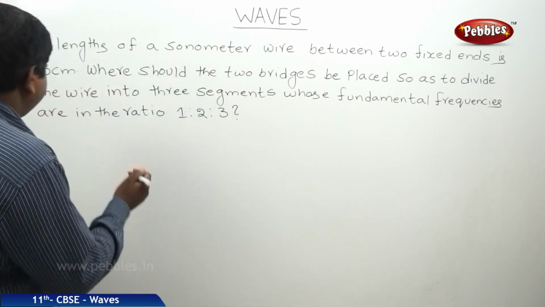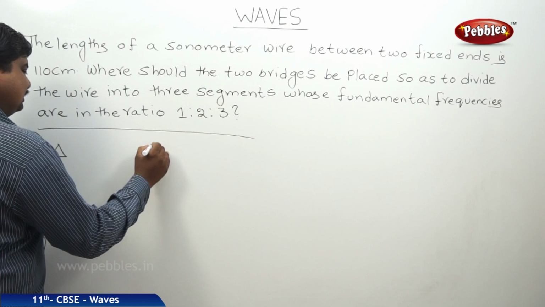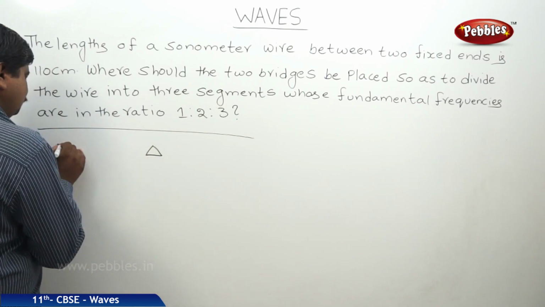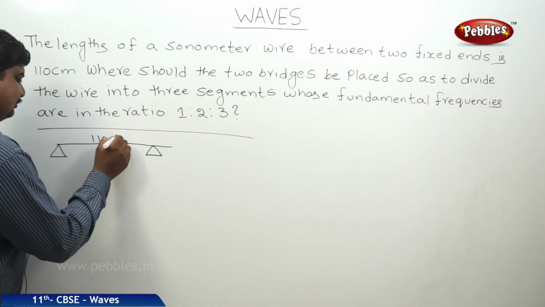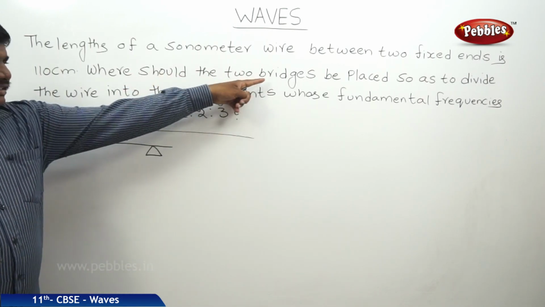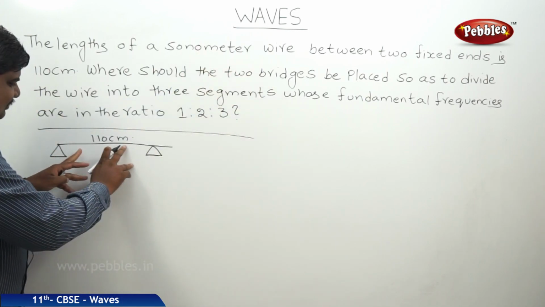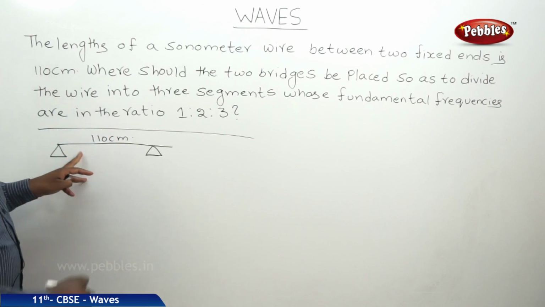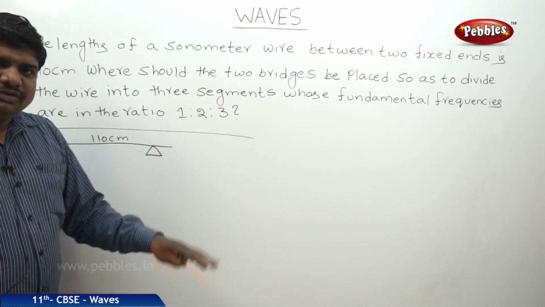1:2:3. That means these are the two ends of the sonometer. Between these two ends, one wire is hanged. The length is 110 centimeters. So we should place the two bridges somewhere such that the fundamental frequencies are in the ratio of 1:2:3.